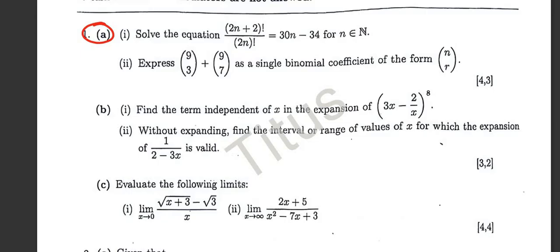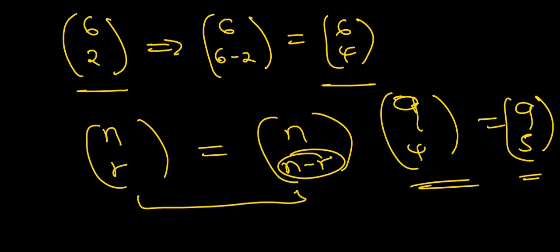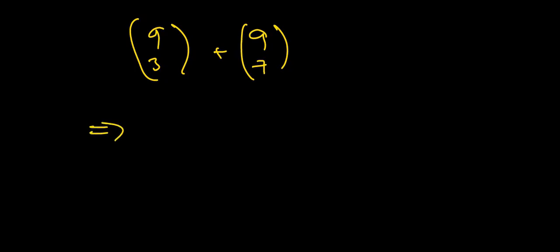The second one, can someone tell us what we're going to do? It's similar to the previous one, even way simpler, because we're given 9 choose 3 plus 9 choose 7. What's the first thing that we do? They are not close because this is 3, this is 7. The numbers on top are okay, the 9 and 9. So what do we do?